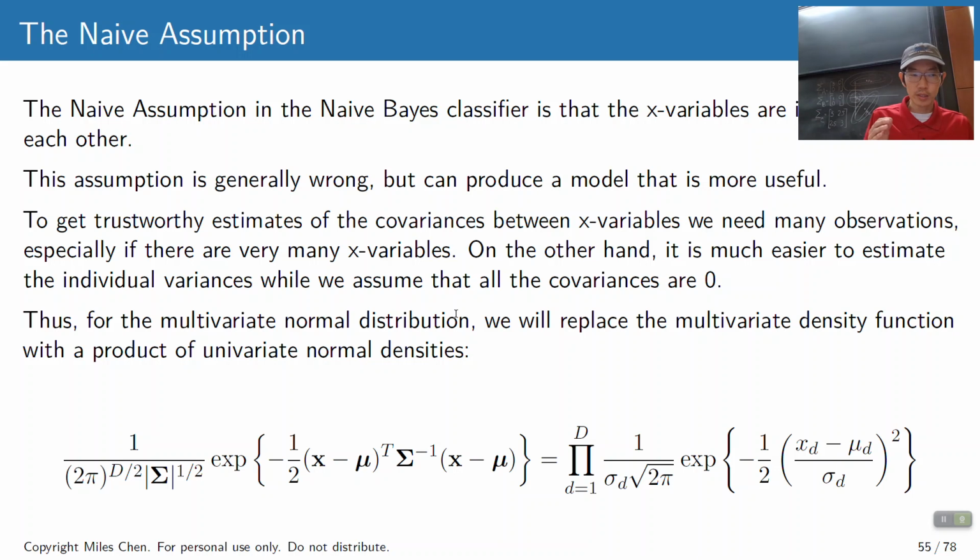The naive assumption in the naive Bayes classifier is that your x variables are independent. Your x variables are independent, which is probably a bad assumption, okay? But sometimes it's still okay, all right? Things still kind of work out.